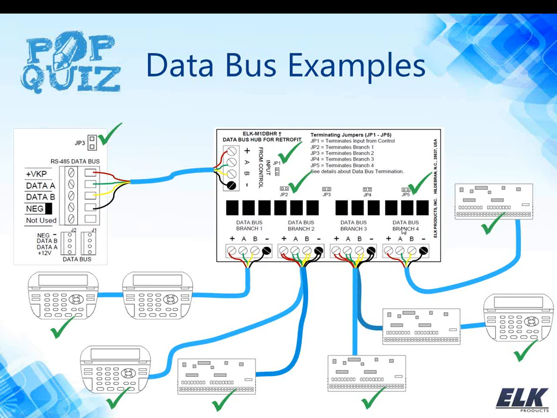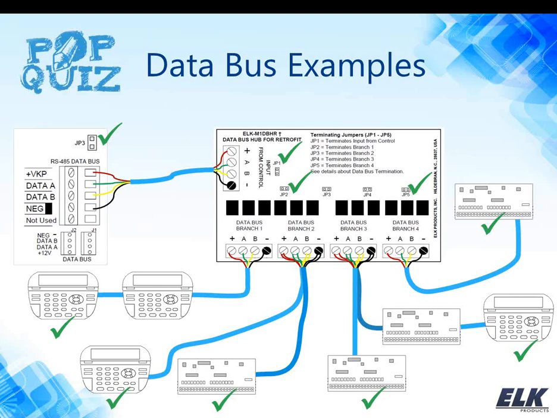And then branch 4, a very straightforward example: a single device going into the branch. You terminate that device, and you also terminate for that branch at the hub. So I know that can be a little confusing, and we went through that very fast. If you have questions about that, definitely get those questions in. We want to get those answered for you.